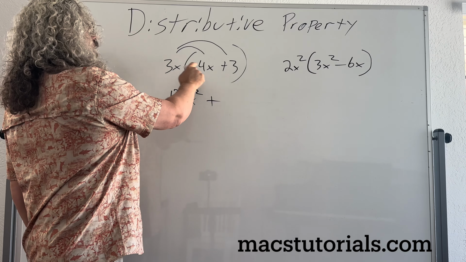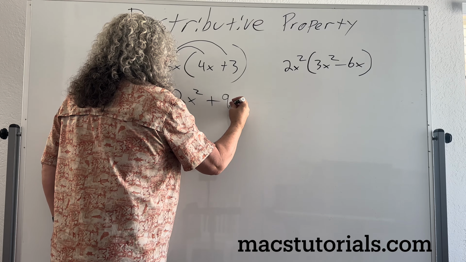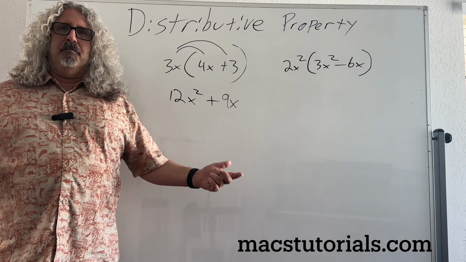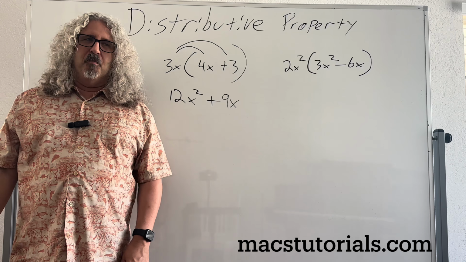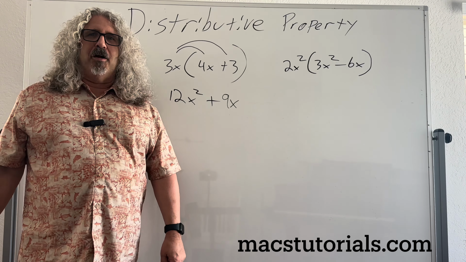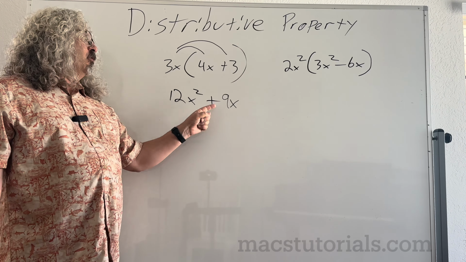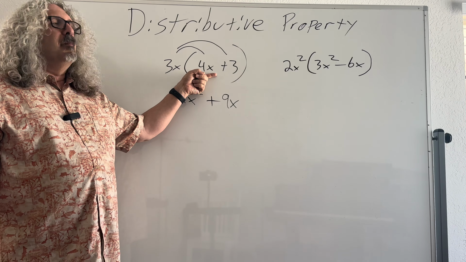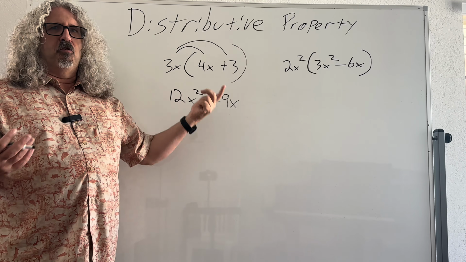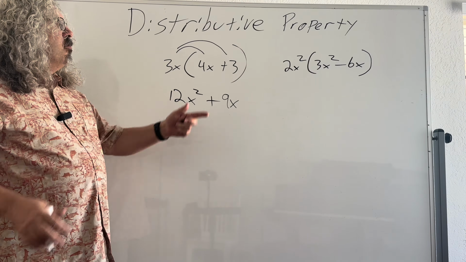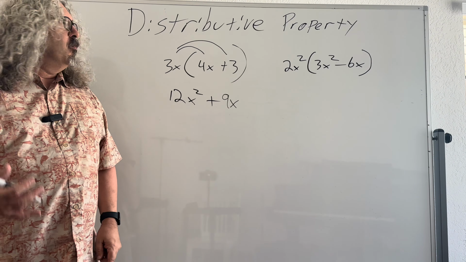And now I'm going to go 3x times 3, which is 9x. And I'm done. And that's how we do the distributive property. Later, we're going to talk about factoring, which is really doing this backwards, going from here and getting to here. But right now, this is just called doing the distributive property. We multiply by both. So let's look at this other one. This one has a few more variables.